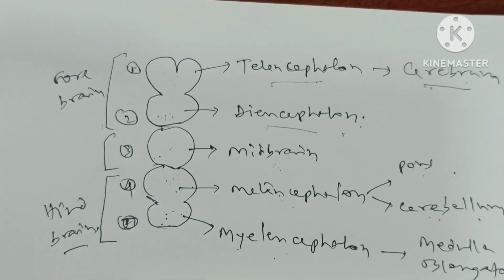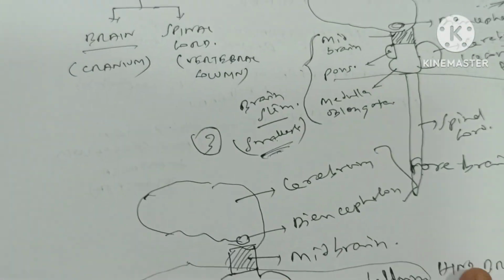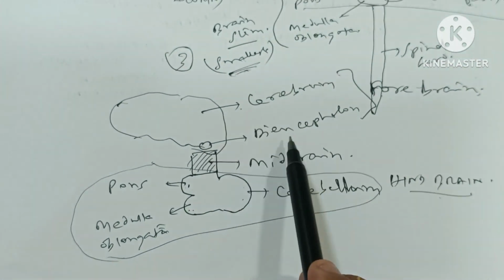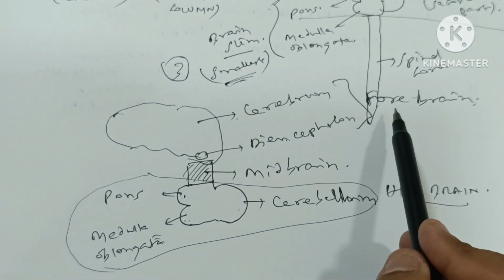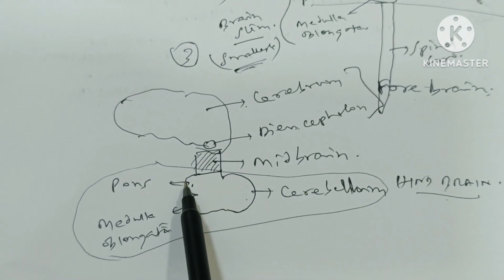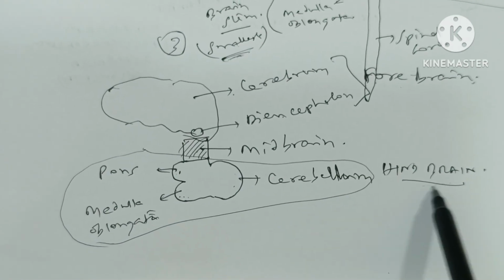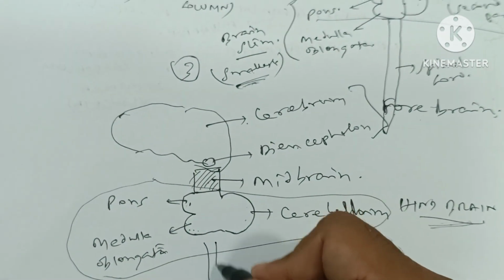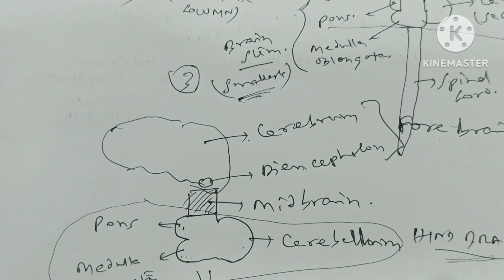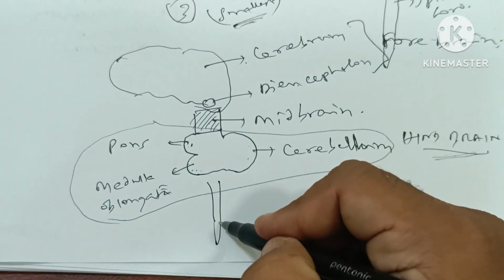So we have understood how the various regions of the brain are formed: how the cerebrum and diencephalon are formed and both comprise the forebrain, how the midbrain is formed, and how the pons, cerebellum, and medulla oblongata are formed to form the hindbrain. In this way, the neural tube develops into the central nervous system, the brain and spinal cord.